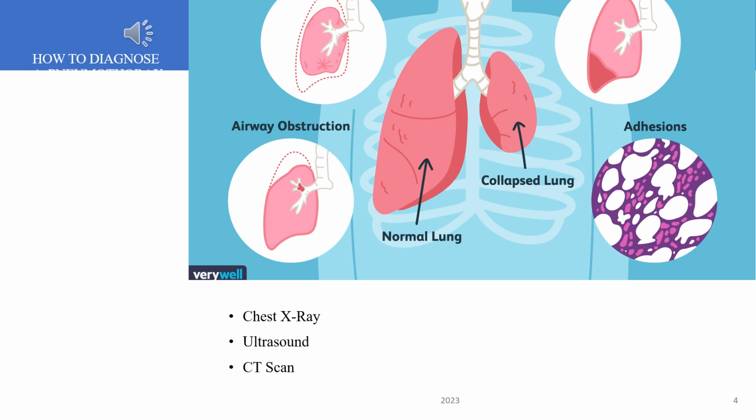How do we diagnose a pneumothorax? Usually you're going to have a chest x-ray ordered, an ultrasound, or a CT scan to really see what's going on with that lung. And you can see over here on the right, you have air obstruction going on. You have a normal lung, and then you can see the collapsed lung. There are adhesions going on inside the lung. So we're going to find out a little bit more about what a pneumothorax is and how it happens and how we treat these patients.